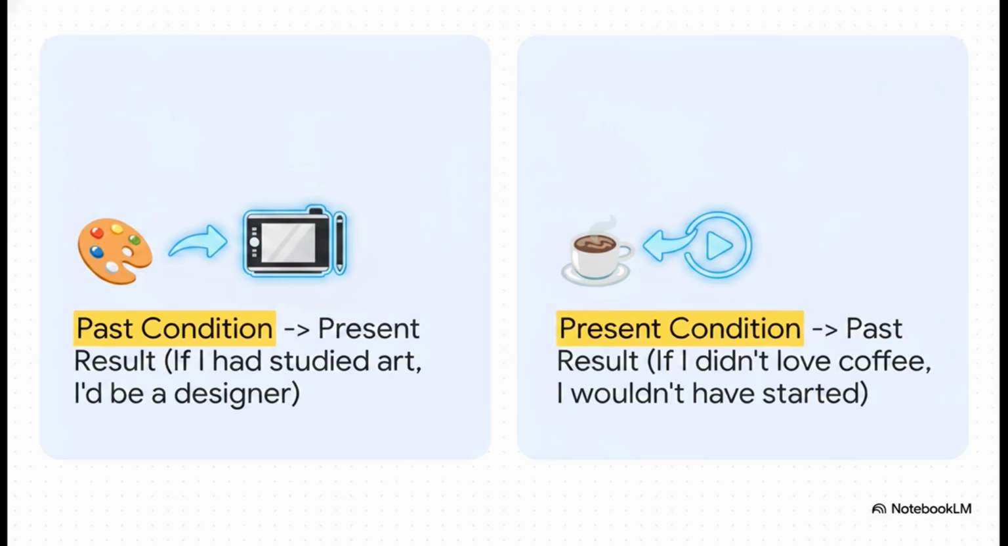Or, flip it around, a present condition with a past result. If I didn't love coffee, I wouldn't have started this channel. My present ongoing love for coffee directly caused a past action. Using these mixed conditionals makes your English sound incredibly natural.